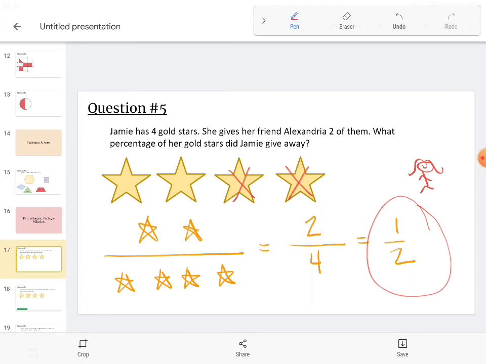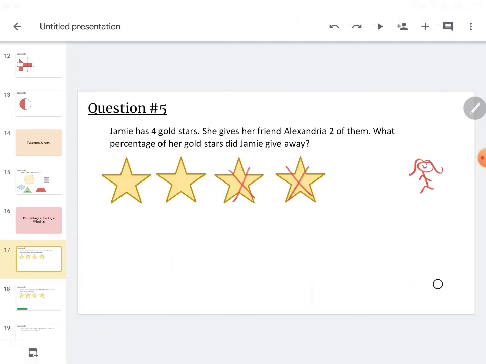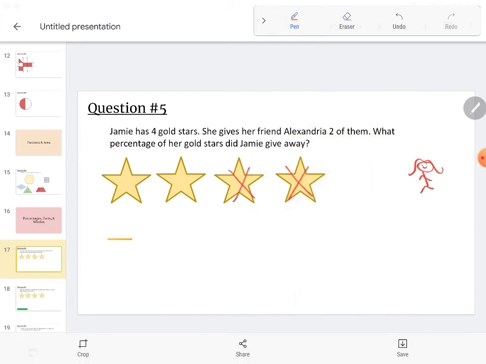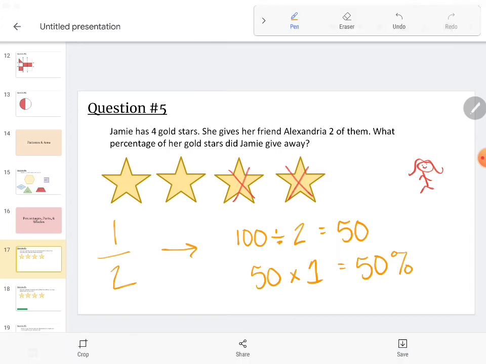And if we really want to push it and find out what the percentage altogether is of the gold stars that Jamie gave away, all we really need to do is, we have our 1/2. We are simply going to divide 100 by 2. We should get the number 50. We know anything times 1 is going to be that number. Well, 50 times 1 is 50. So 50%, or 1/2 of Jamie's gold stars, were given to Alexandria.